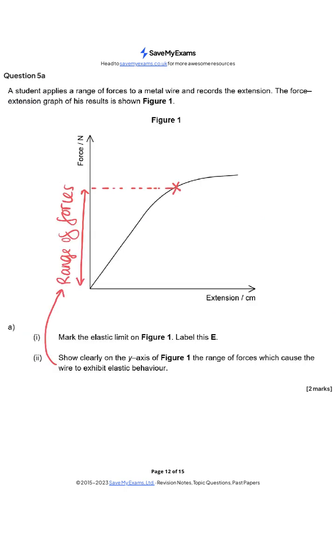5A, a student applies a range of forces to a metal wire and records the extension. The force extension graph of the results is below. Mark the elastic limit on figure 1 and label it E. So it's this point here that I'll label E now, and it's at the end. It's just beyond where our straight line ends. So if you have a look, our limit of proportionality is a little bit there. I'll put a little P on it for proportionality, but E is just a little bit further where it starts to curve.